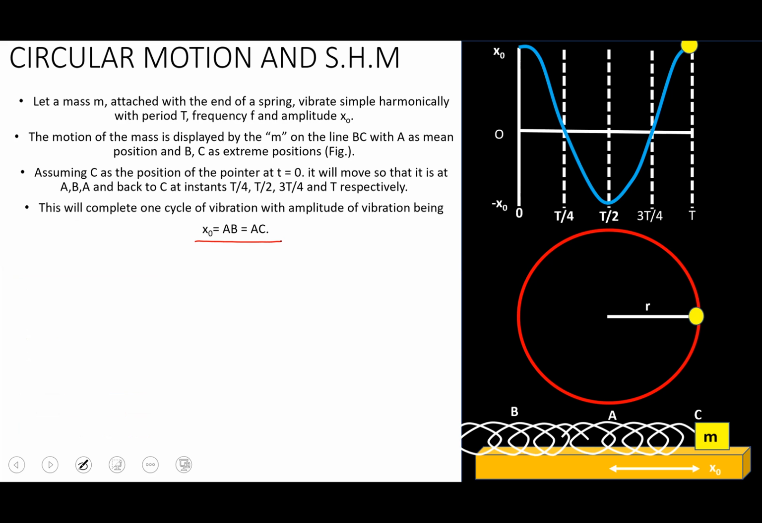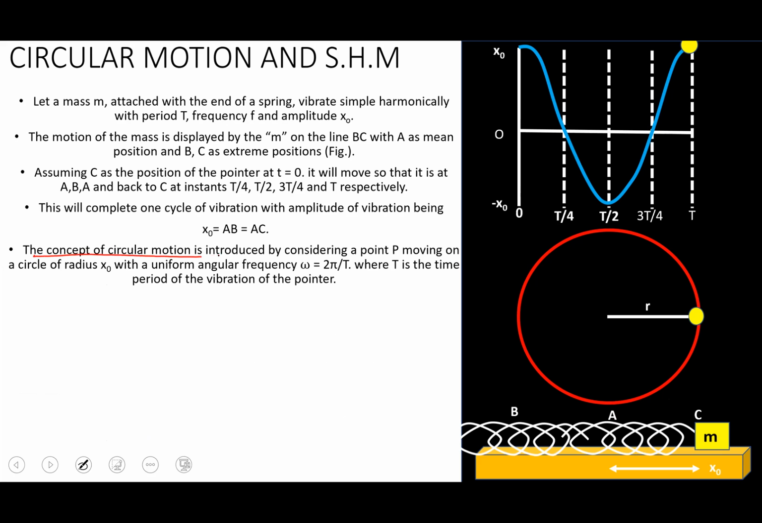And x naught is equal to AB and AC. As you can see, x naught, which is the amplitude, is equal to the radius r and is equal to the amplitude. And in the same way, AB is also the same distance as that of the AC in this case.